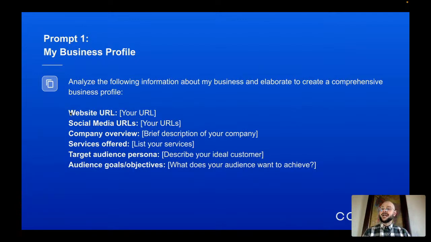So here we have a bit of work from your side. Here's a bit of homework. It's going to take you literally 5 minutes. Take your website URL, your social media URLs, give a company overview as well as your services offered, your target audience persona, this is who your ideal audience or customer profile is, and then your audience goals and objective. Like, what do they want when they interact with your company, your business, your brand? So you're going to have to do a bit of write up here, but this is a combination of your own words as well as what the AI can pull from what is on the web, what is on your social media.